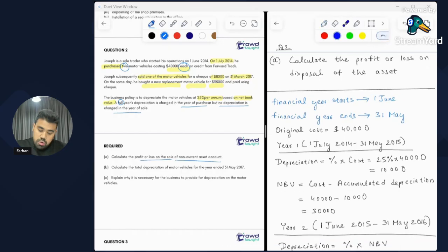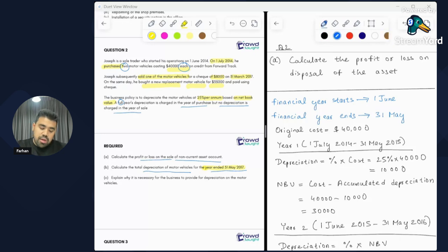Okay, so we understand that the financial year of the business that we're working with starts on 1 June of a given year and ends on 31 May of the following year, which means for the current question, we have the financial year starting on 1 June 2016 and ending on 31 May 2017, which is the most recent period. And the way I know it's the most recent period is based on the second part of the question, which wants us to find the depreciation for the year ended 31 May 2017. So this is the most recent financial year that has just ended, which means that the financial year had started on 1 June 2016.